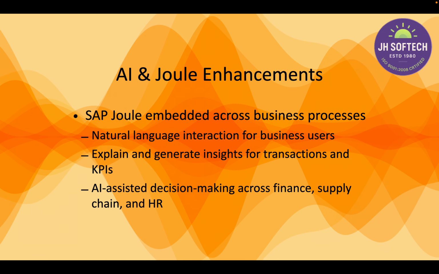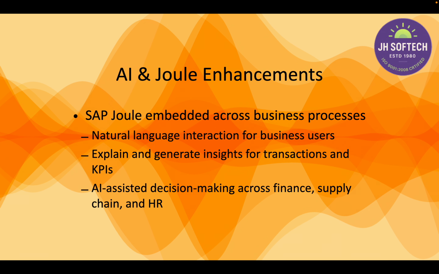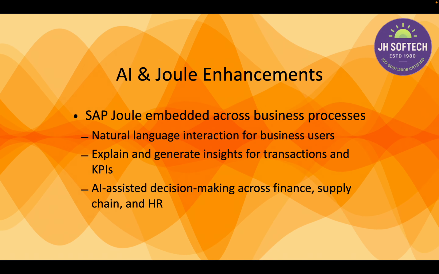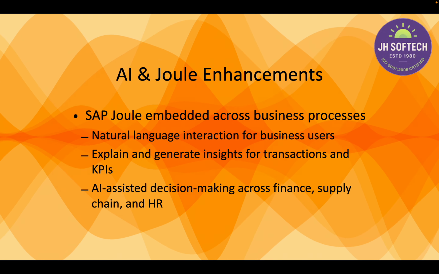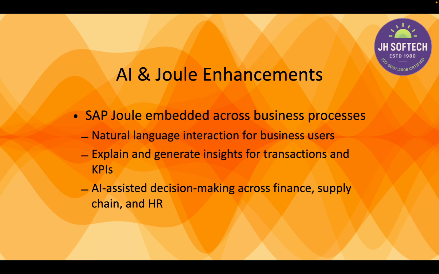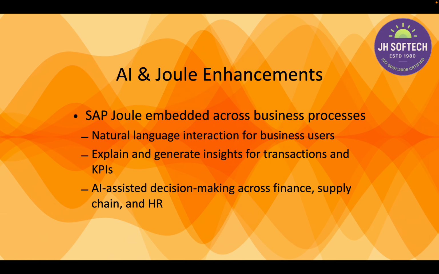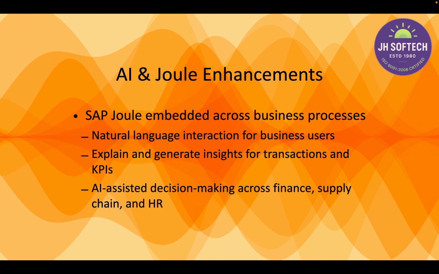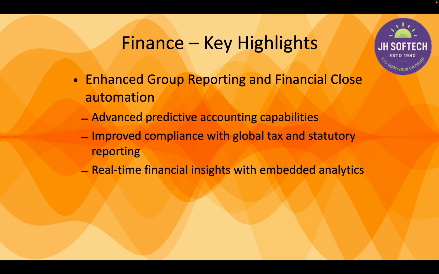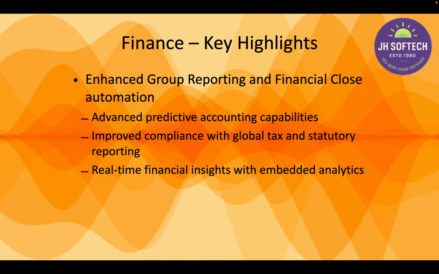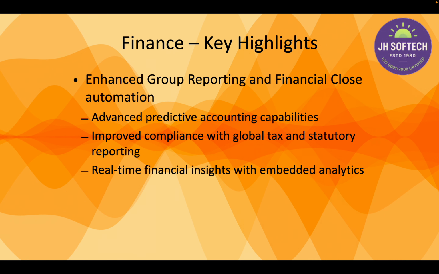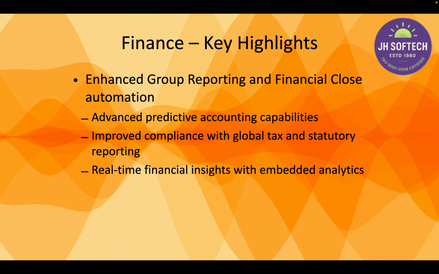AI and Joule enhancements. We've got SAP Joule embedded across business processes, natural language interaction for business users, explanation and generation of insights for transactions and KPIs, AI-assisted decision making across finance, supply chain, and HR. Again, the finance key highlights would be the advanced predictive accounting capabilities, improved compliance with global tax and statutory reporting, real-time financial insights with embedded analytics.